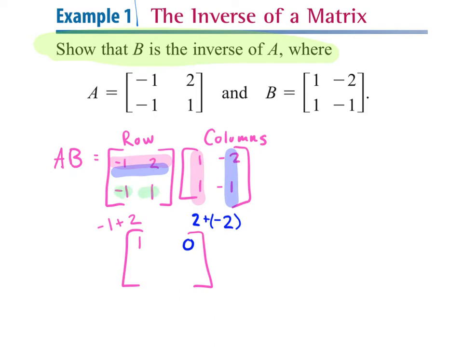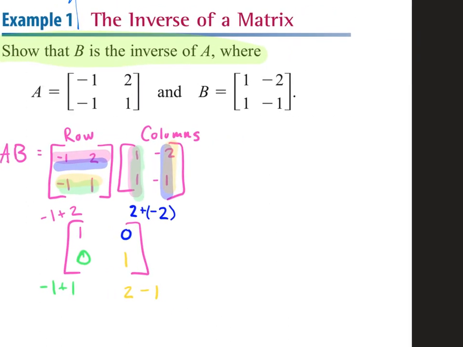What's next? Second row times the first column. So we have -1 times 1, which would be -1, plus 1 times 1, so 1. -1 plus 1 is 0. And then lastly, we have the second row times the second column. So -1 times -2 would be +2, and 1 times -1 is -1. So 2 minus 1 is 1. So is this our identity matrix? Yes. We multiplied A times B and we got what we wanted.